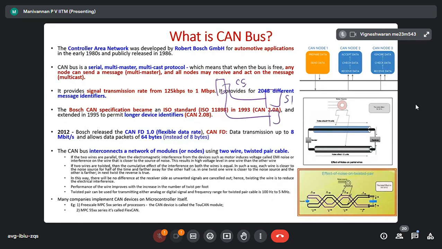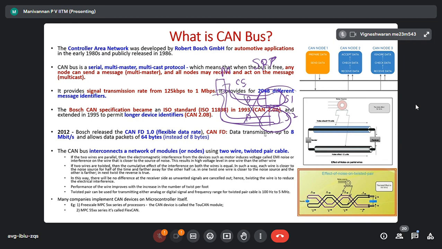From the master, chip select goes to each device. This is slave 1, slave 2. This is the master. I am talking about SPI, Serial Peripheral Interface. So anytime the master asks for data, the slave will send a reply. But a slave cannot send anything on its own. That is the drawback of SPI.